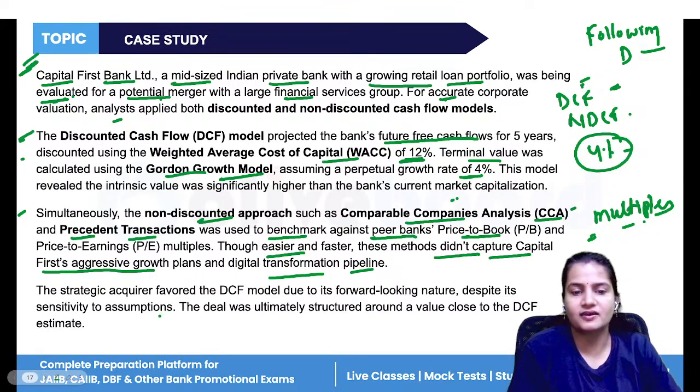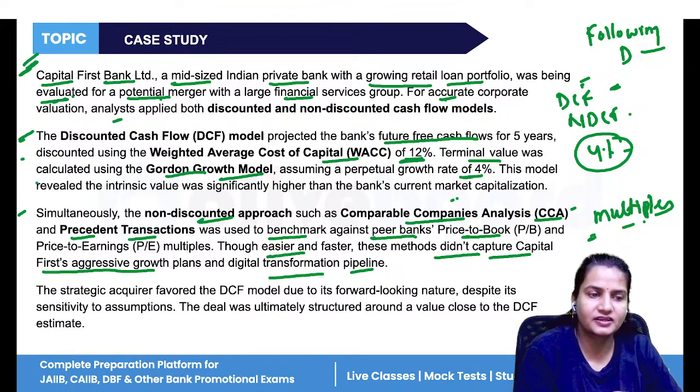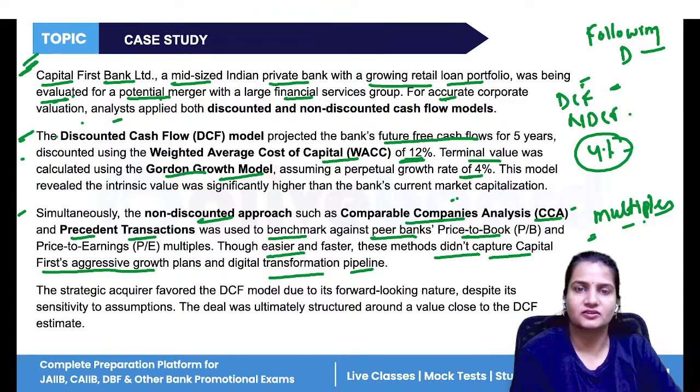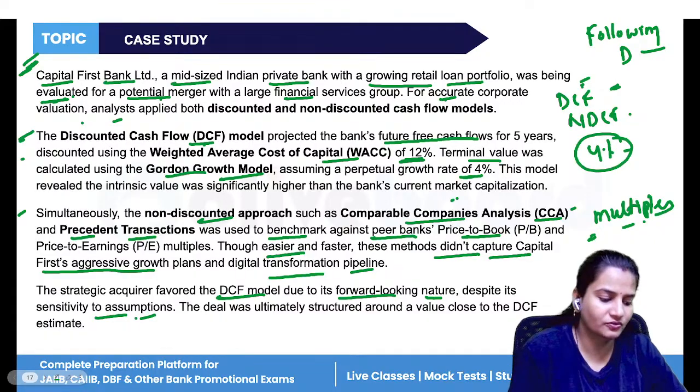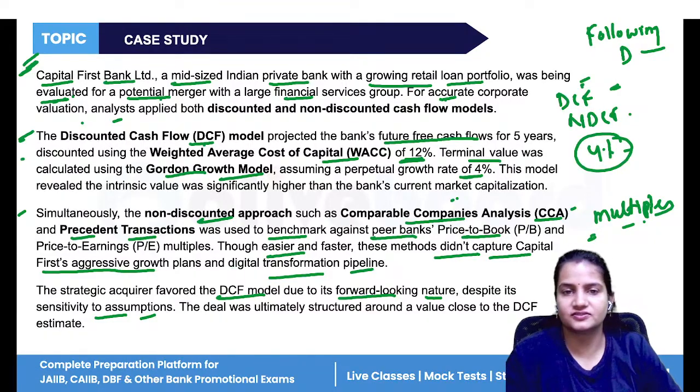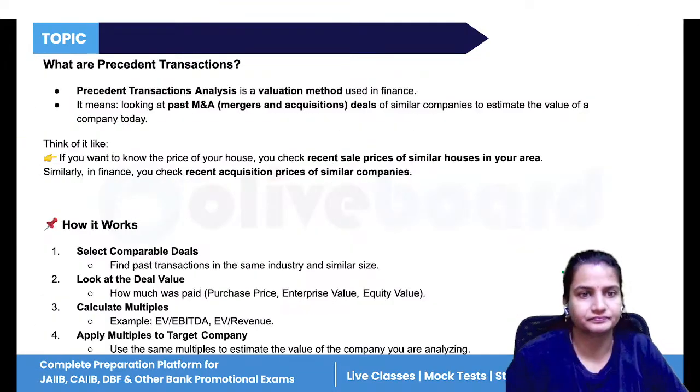So the acquirer has favored that by considering these two methods, the discounted cash flow approach is the suitable method for the acquirer. So, the acquirer has gone with discounted cash flow, the DCF model, due to its forward-looking nature, despite sensitivity to assumptions. Now, based on this case study, we have certain questions.